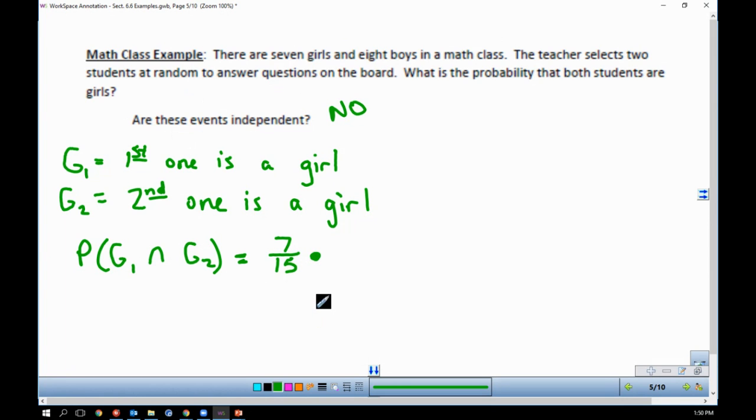What would the probability be of picking the next one? 6 out of how many? 14. So if we multiply those together, what would we get? 0.2. Yep.